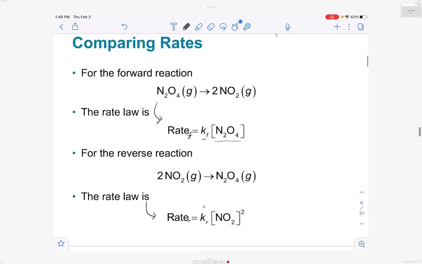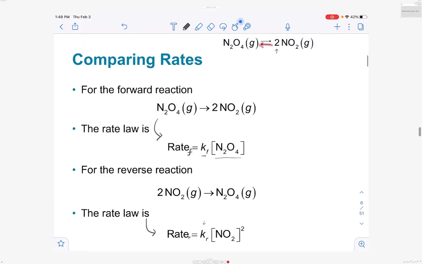Professor Lee, on an exam, are you going to want us to put KF or KR depending on if it's forward or reverse? So it's going to be multiple choice. So it doesn't really matter what you label because I'm not going to be able to see what you wrote.